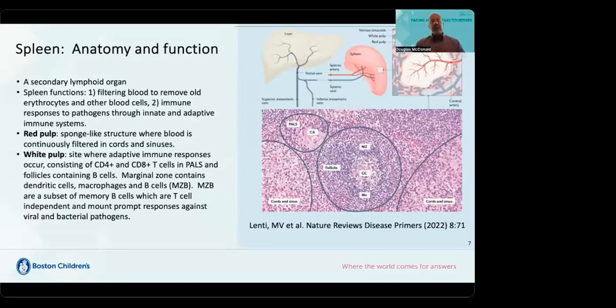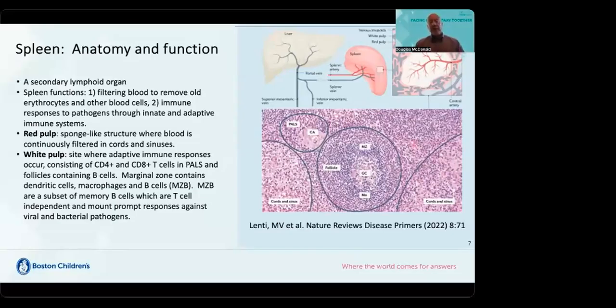Roughly speaking, the spleen is divided into two main anatomical regions, including red pulp, which is a sponge-like structure where blood is continuously filtered in cords and sinuses, again, to remove damaged cells as well as to detect and remove pathogens.